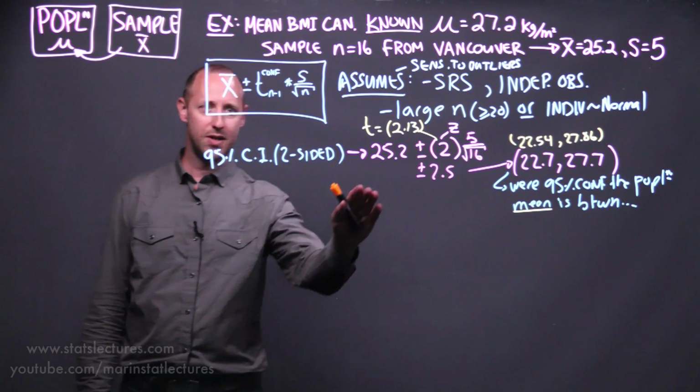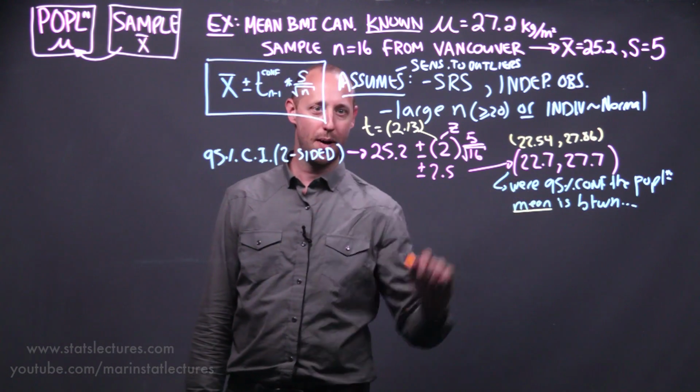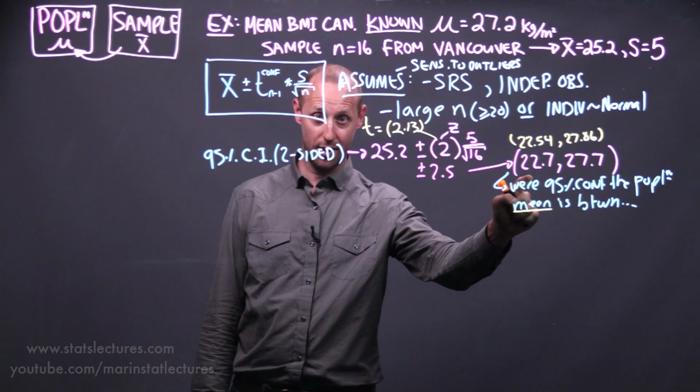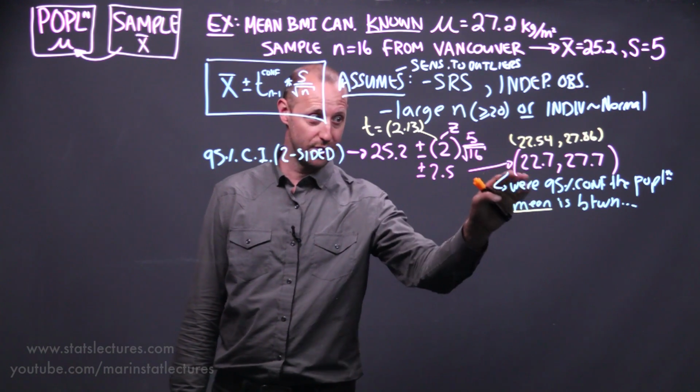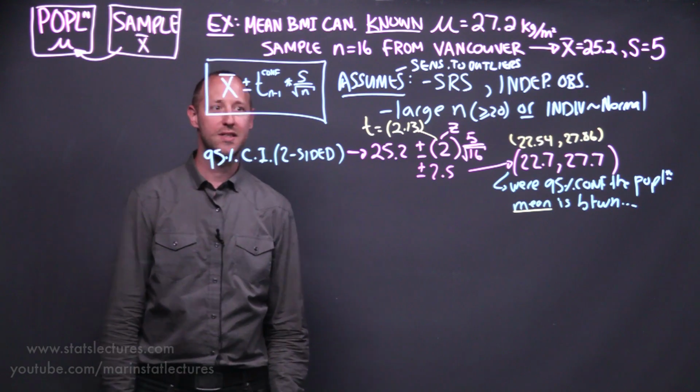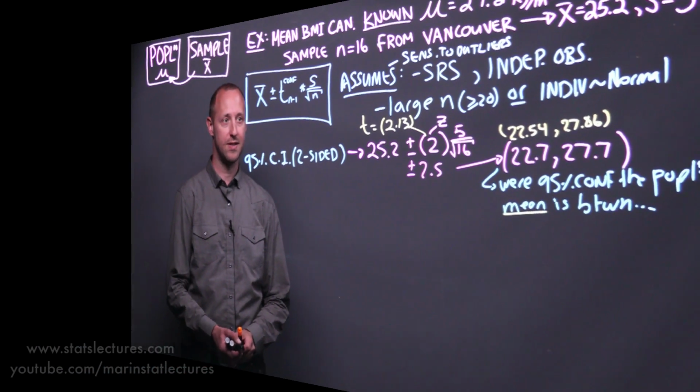Okay, so same concept here. The true or population mean is in this interval or it's not. We think of it as a fixed value. There's not a probability that it's in there, but we can say we're 95% confident that it's in there.